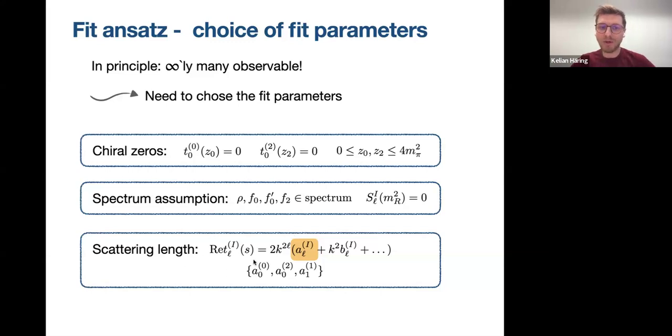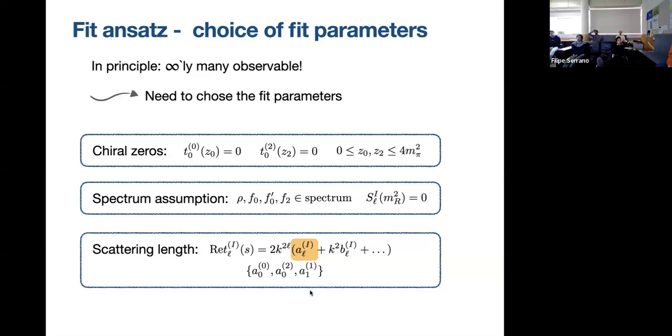And if you expand the real part of the partial amplitude at threshold, the first term is the scattering length. It's maybe known to you from quantum mechanics. And we'll show this triplet, which is the first three, so in the lowest spin in each isospin.